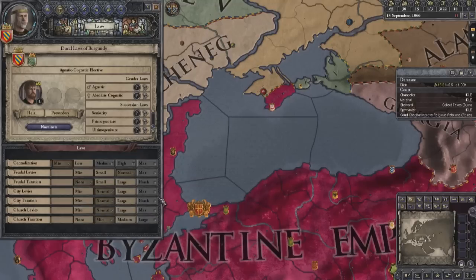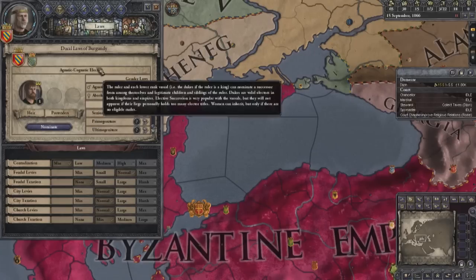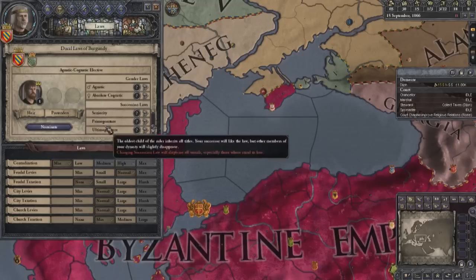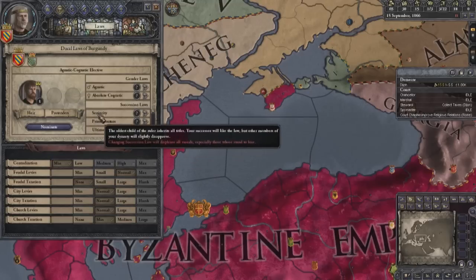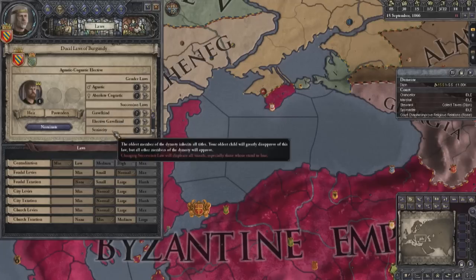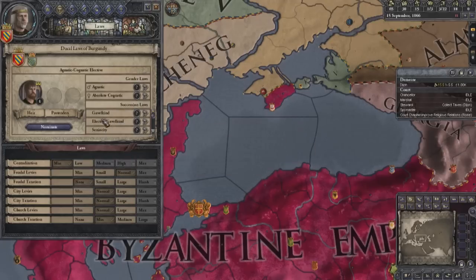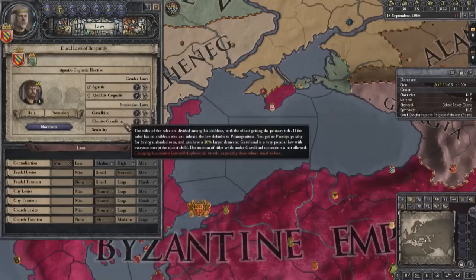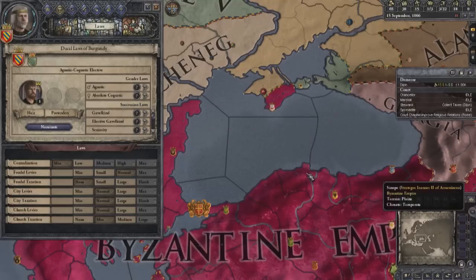Your vassals get to vote on these, and increasing them makes them unhappy, but can be helpful. In terms of succession, elective's powerful if you know what you're doing, primogeniture and ultimogeniture are easy, seniority will always give you old people, so you'll get a penalty for your short reign, elective Gavelkind is terrible, and as I said, Gavelkind splits your lands but not as badly.